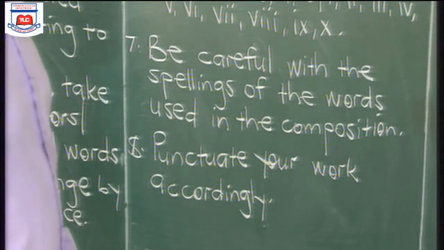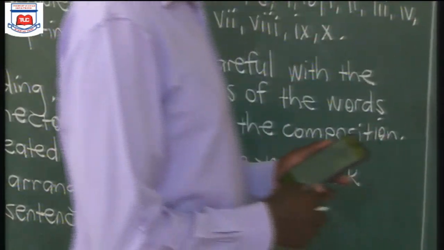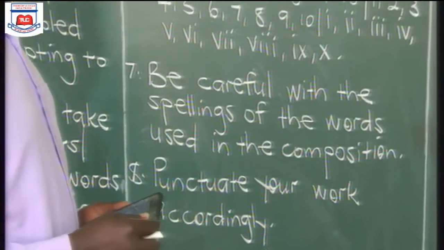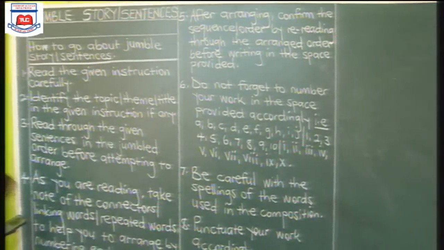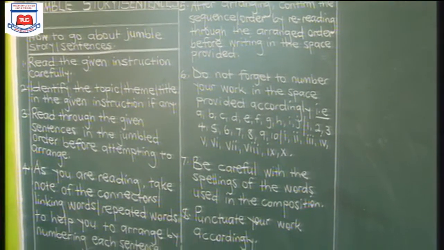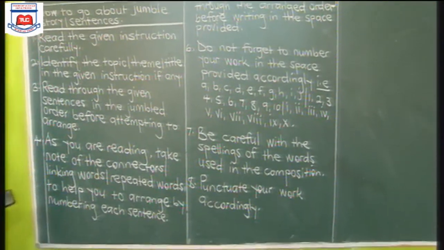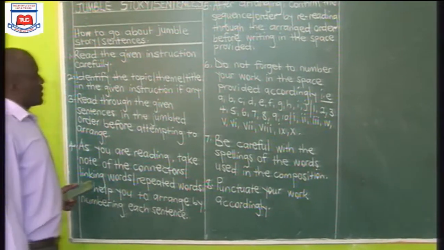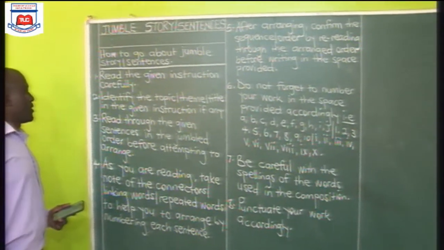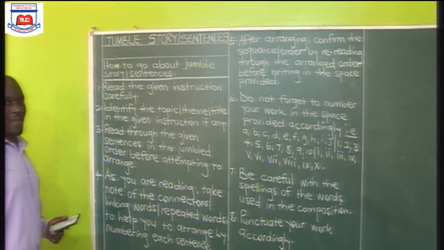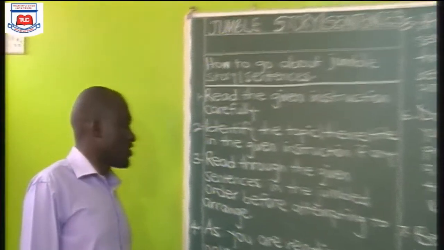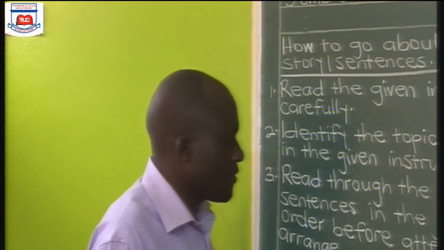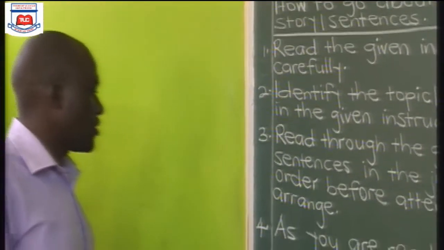Now, we have an example of jumbled sentences here. It's what you are going to see on your screen there. That one you're seeing on the screen. The instruction reads, because at first we said, 1, read the given instruction carefully. 2, identify the topic, the theme, the title in the given instruction, if any. Then 3, read through the given sentences in the jumbled order before attempting to arrange.